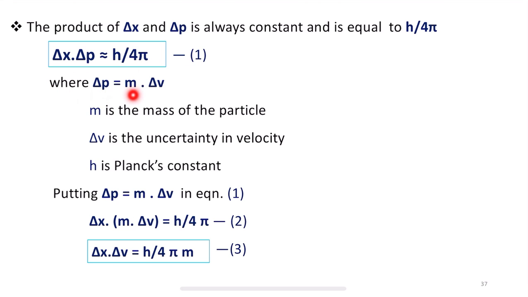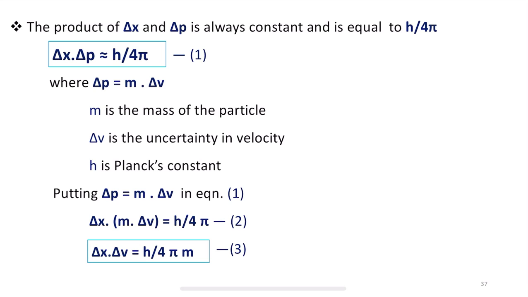So putting delta p equal to m into delta v, the equation becomes delta x into m into delta v. In this, m is the mass of the particle, delta v is the uncertainty in the velocity, and h is Planck's constant. By simplifying this equation, delta x into m into delta v is equal to h divided by 4 pi, or this can also be written as delta x into delta v is equal to h divided by 4 pi m.